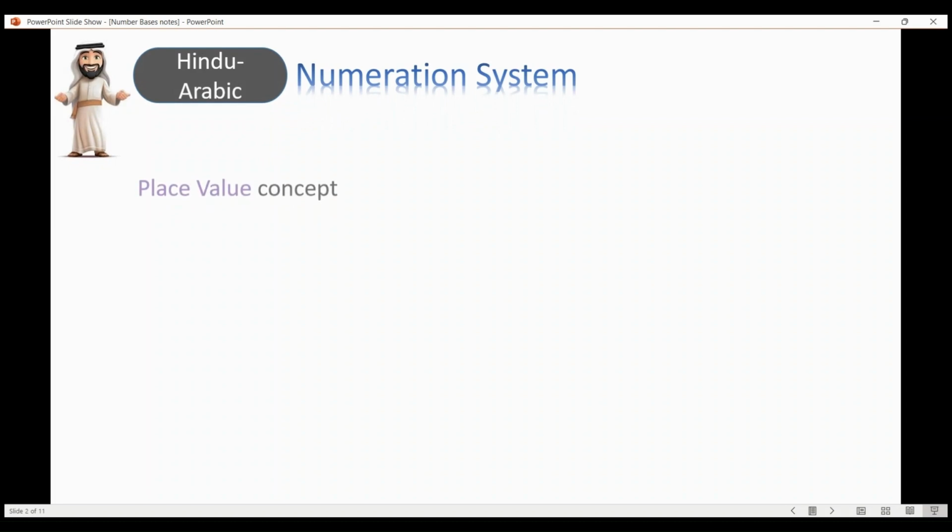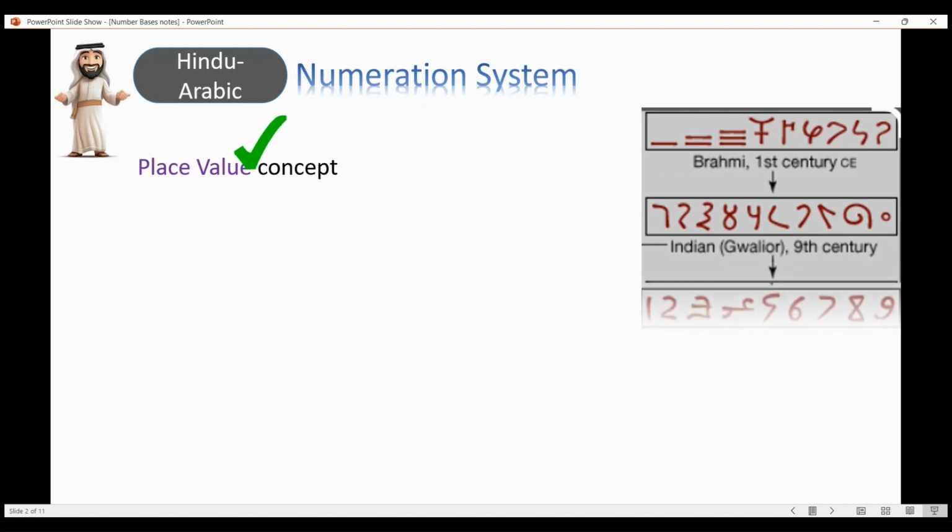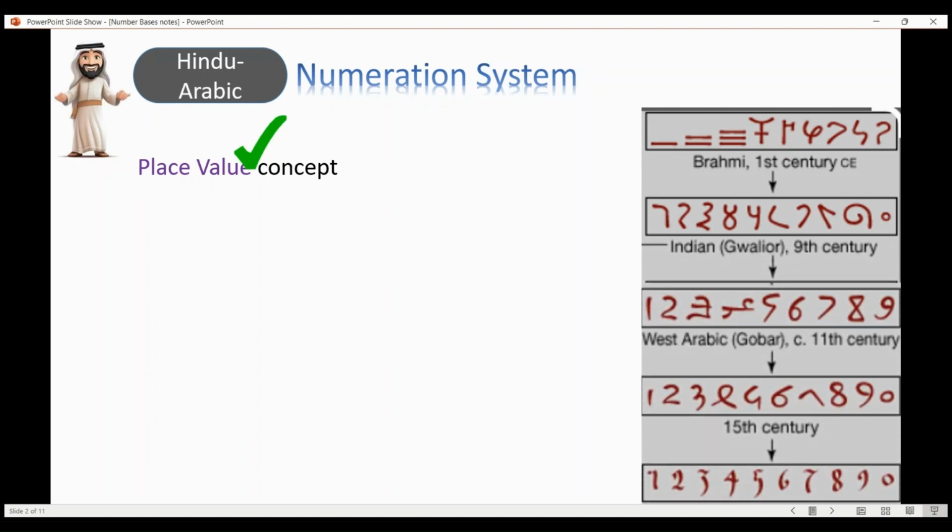The first of which is the place value concept. As we're using it, we know that we have a place value concept, and this is different to some of the numeration systems before. If we look at this general idea of how it developed, from early on, we could see 1, 2, 3 in the Brahmi first century, 4, 5, 6, 7, 8, 9. And there were only 9 symbols.